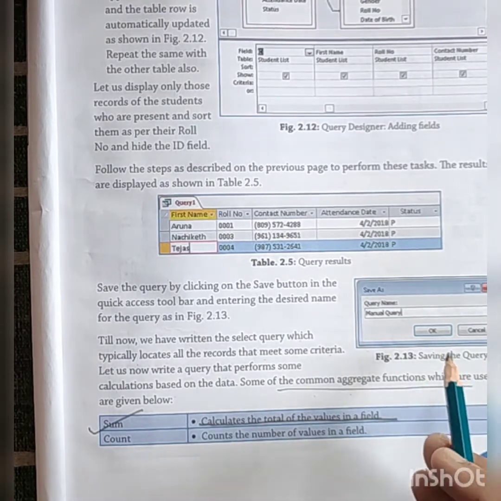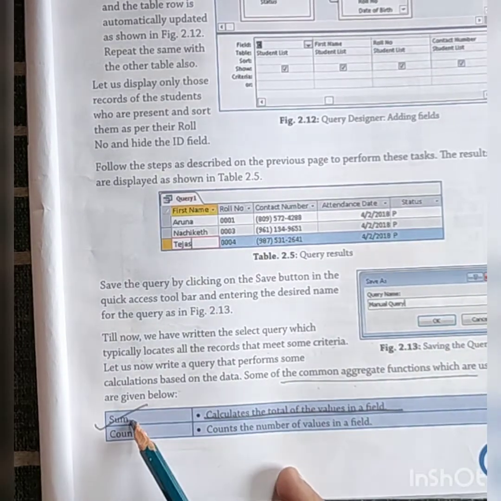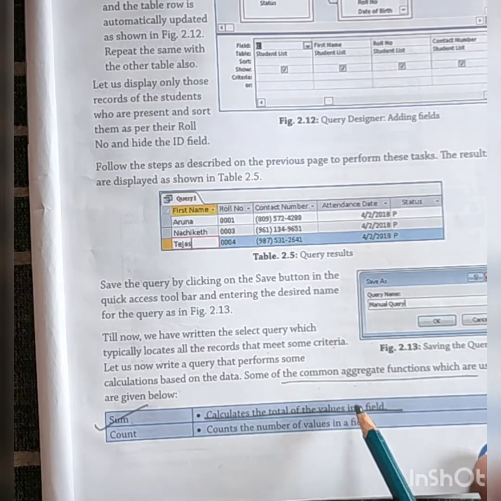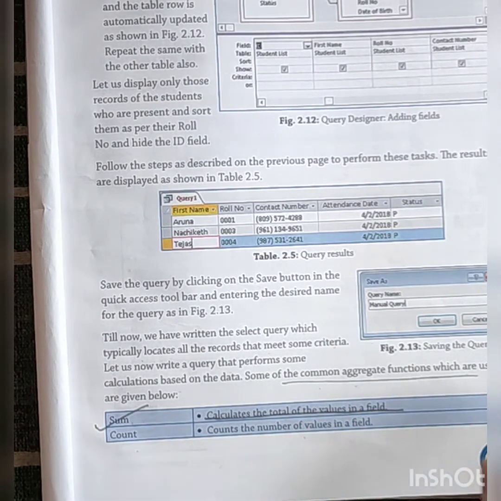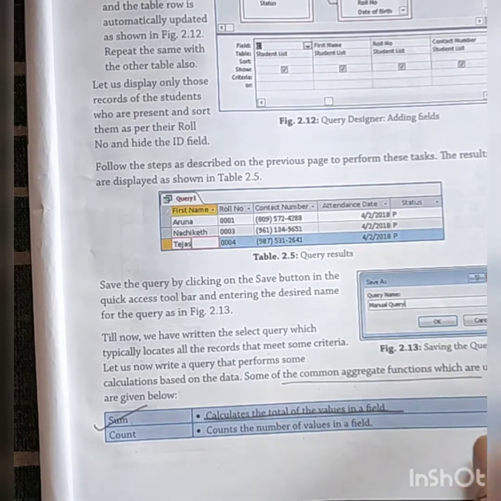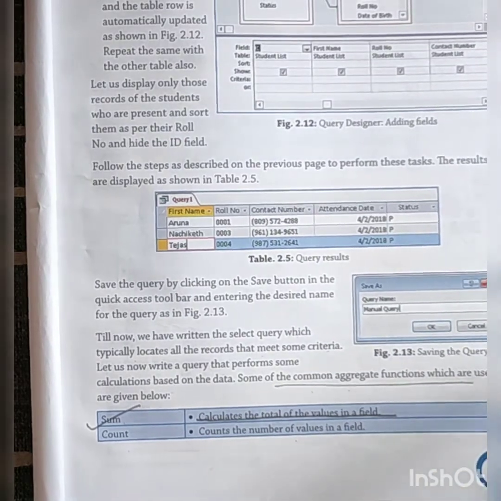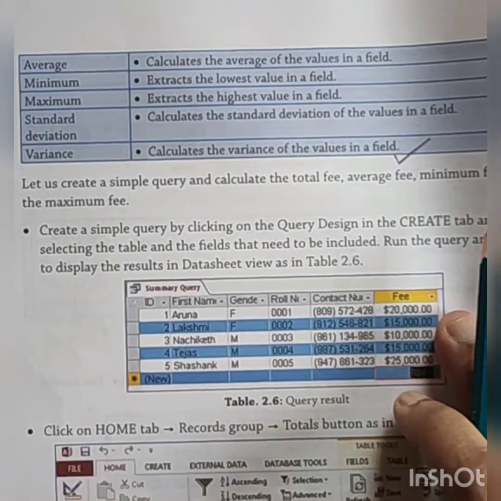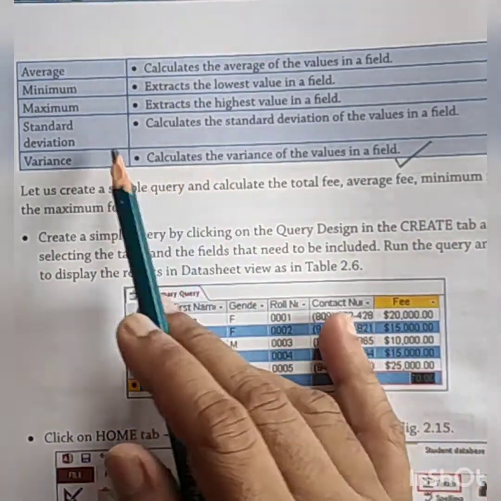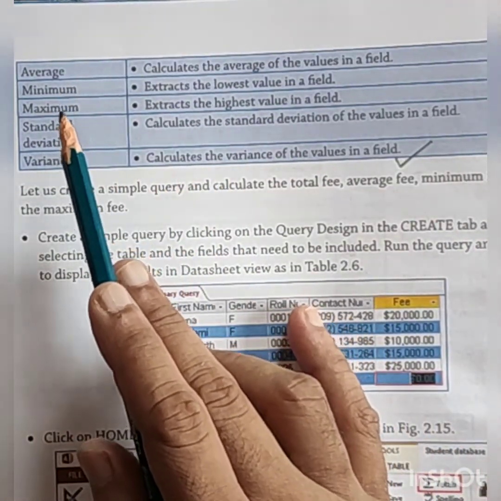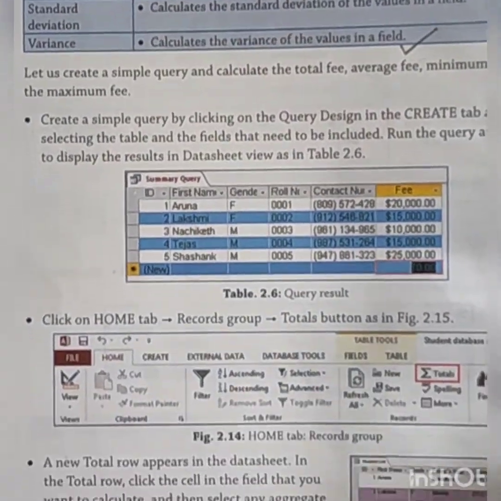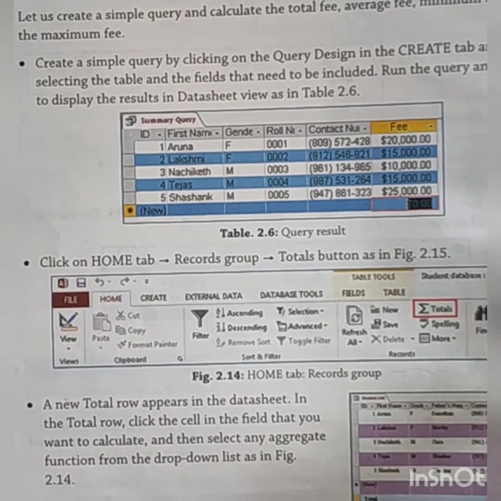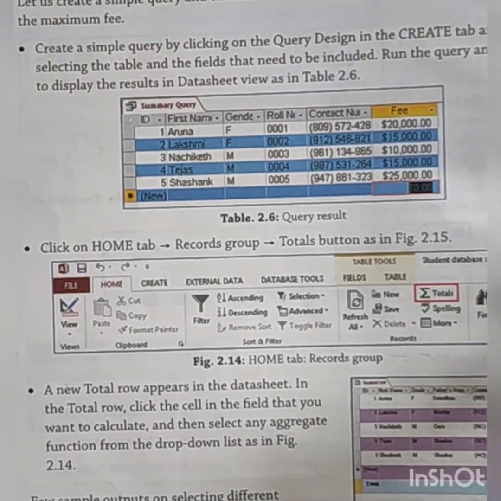Some aggregate function, for example, we have a function that will calculate the total value. Count function, it will count the number of values in the fields. There are also some other aggregate functions. I will just show you. Here we are getting some aggregate functions also: average, minimum, maximum, standard deviation, variance. These are the aggregate functions you can use.